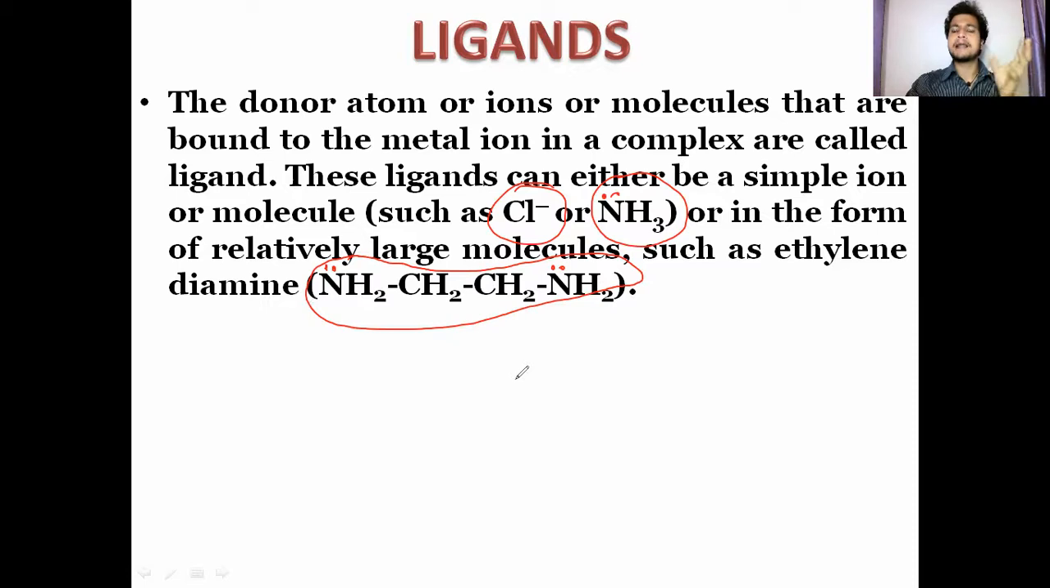So depending upon how many groups they have to donate electrons to the central metal atom, ligands are classified into unidentate, didentate, tridentate, or in general we call them polydentate. And the term we use to explain how many ligating or donating groups you have in a particular ligand is denticity.